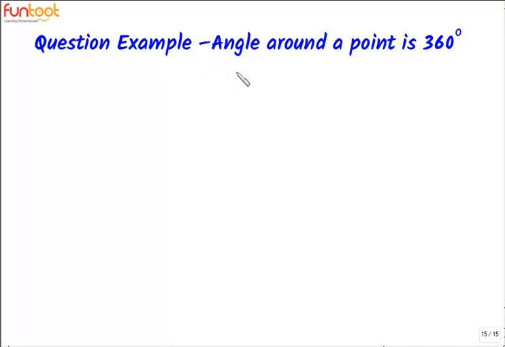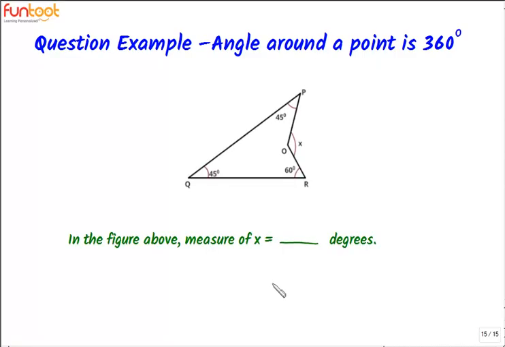Question example. Angle around a point is 360 degrees. Here we have our question. In the figure above, measure of x is equal to how many degrees? So here in this question, we have to find the measure of this angle x.